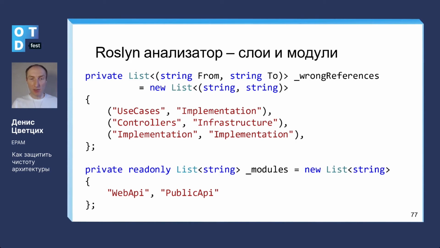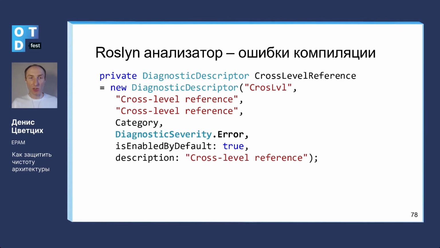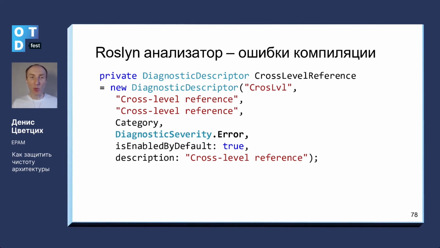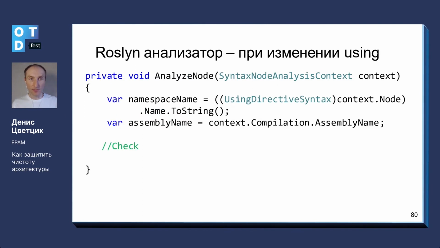We have the list of components and the list of incorrect links. Then after that we have some ways to create a descriptor. We will generate a warning and an error so that we can have a better result in case of an incorrect reference. We will use the Roslyn Analyzer to analyze using directives.